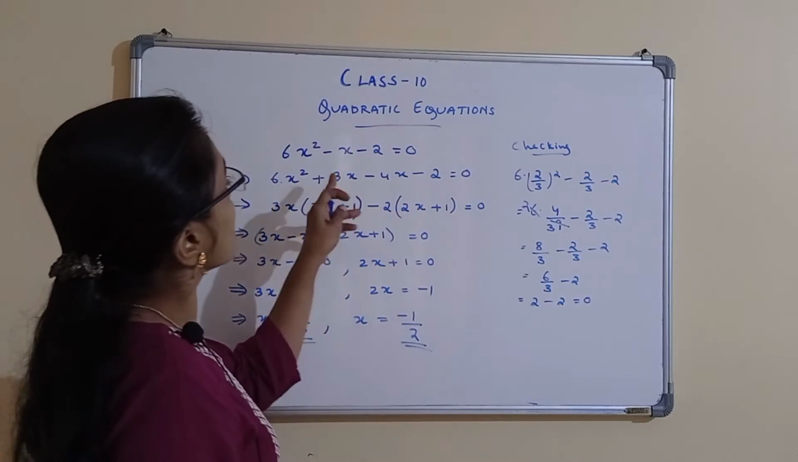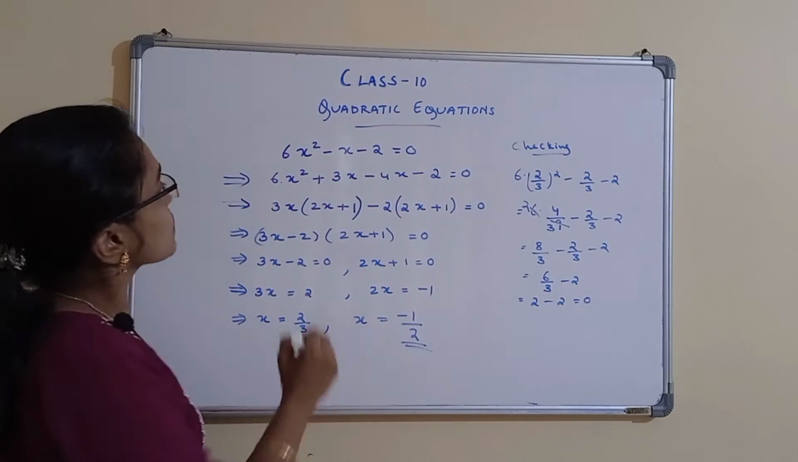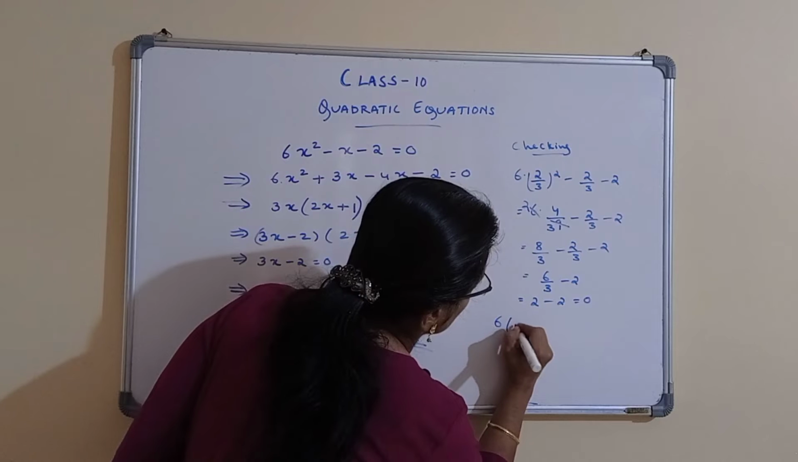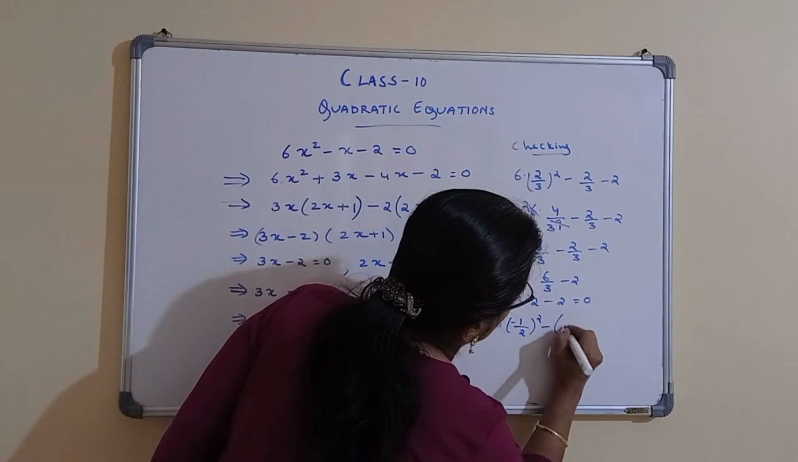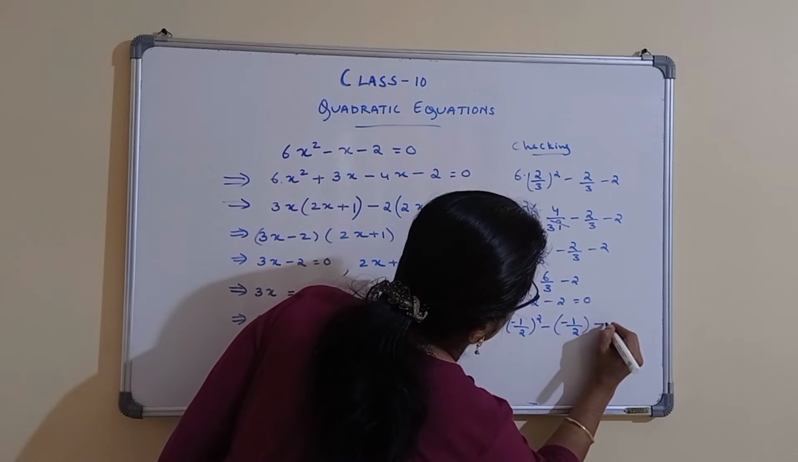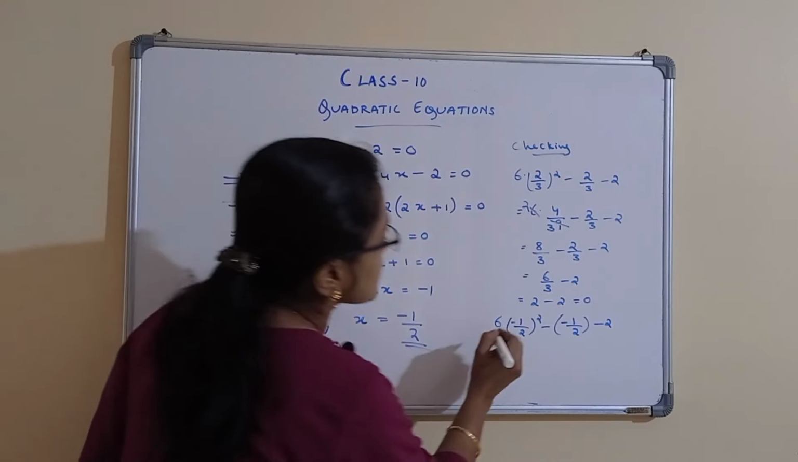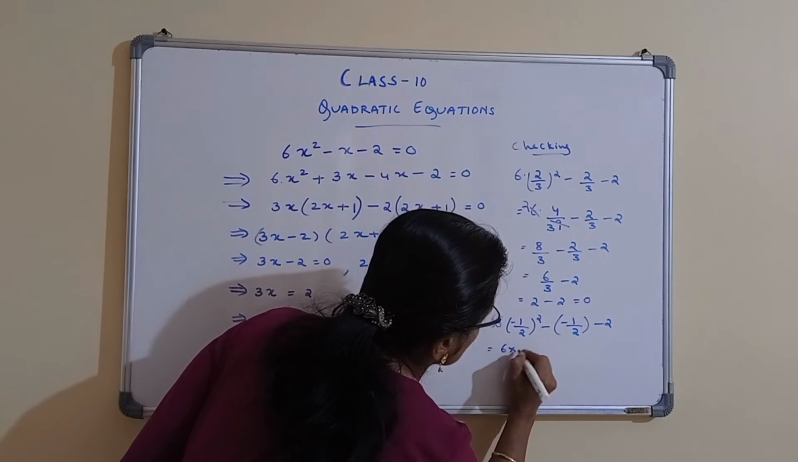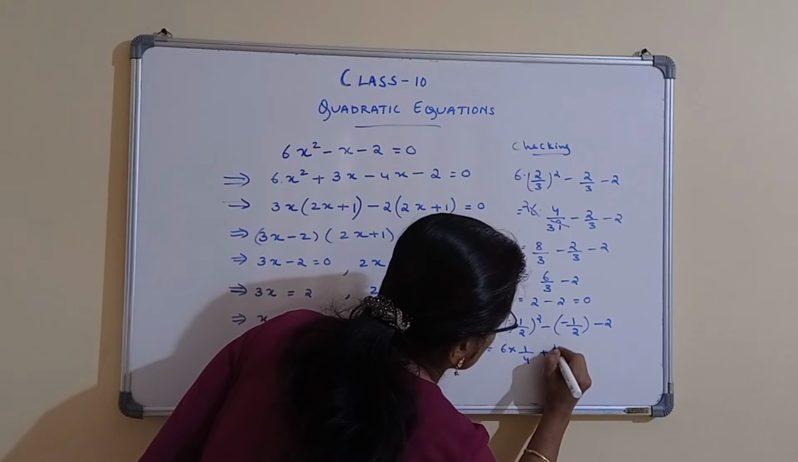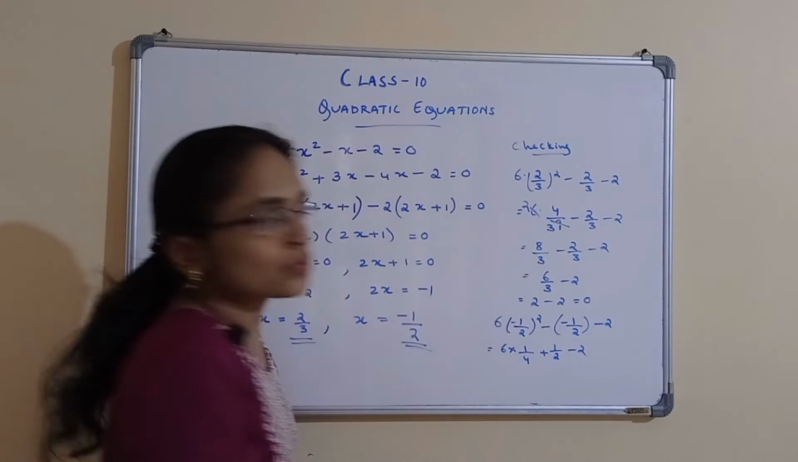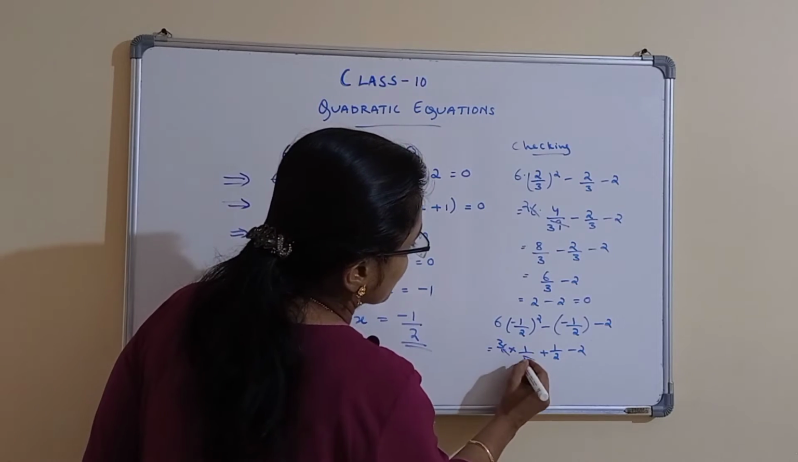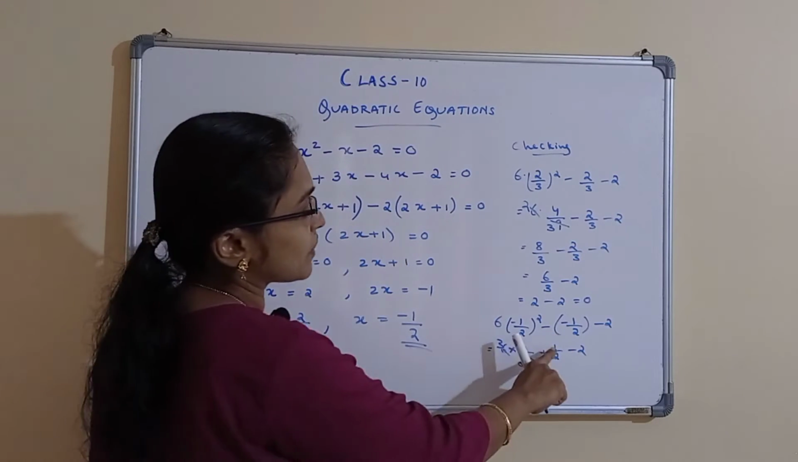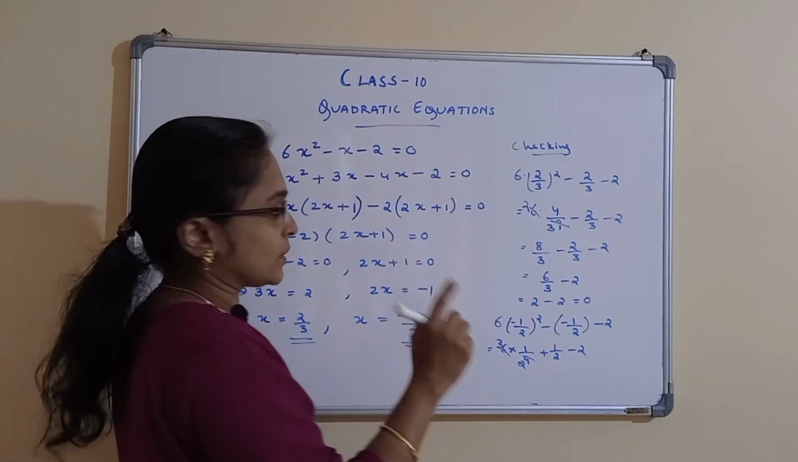So this is correct. Now x equal to minus 1 by 2. 6 into minus 1 by 2 square minus 1 by 2 minus 2. So this is equal to 6 into 1 by 4 plus 1 by 2 minus 2, and 6 into 1 by 4 is 3 by 2. Now 3 by 2 plus 1 by 2 is 4 by 2.